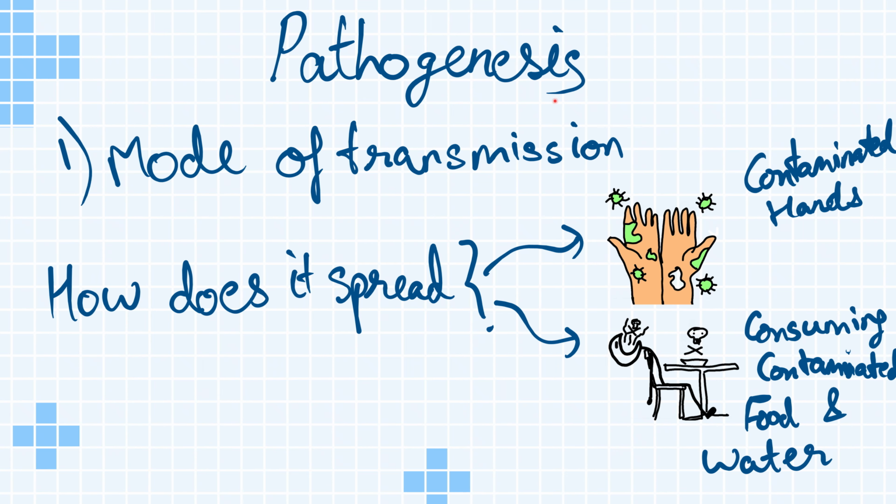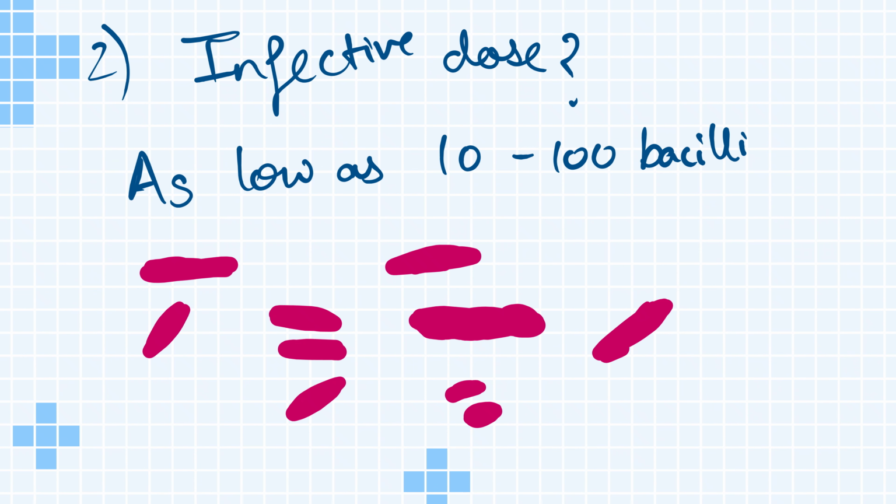Start with pathogenesis. First one is mode of transmission. How does it spread? It spreads from contaminated hands, or it can spread by consuming contaminated food and water. Now talking about infective dose, it can take as low as 10 to 100 bacilli to infect a particular person. Here, count with me. This is 1, 2, 3, 4, 5, 6, 7, 8, 9, 10. It can take as low as 10 bacilli to infect a particular person.